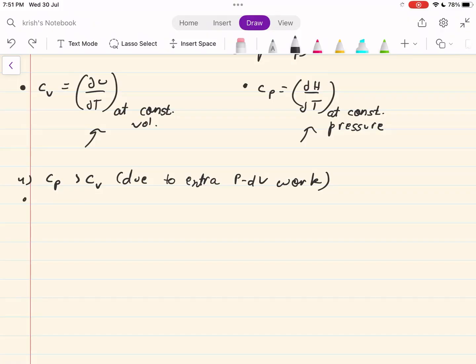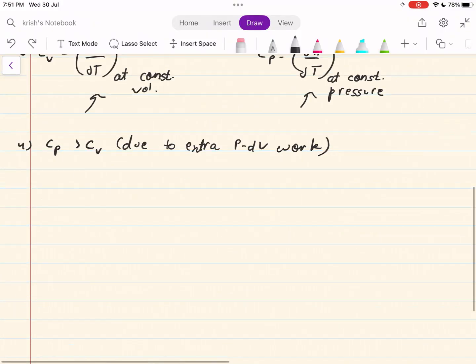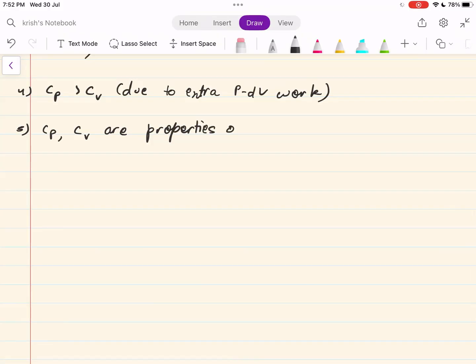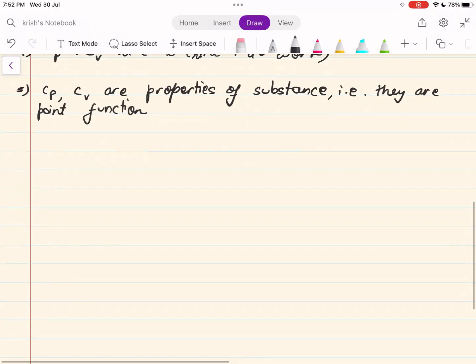Also, Cp and Cv are properties of substance. That is, they are point functions, not path functions, right?